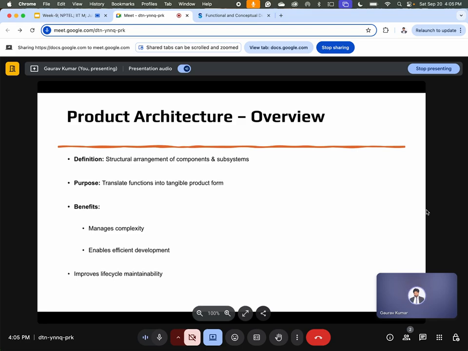The benefits of a well-designed product architecture extend across the product life cycle. It simplifies complexity by creating clarity in component interactions, enables efficient development through reuse and parallel engineering, and ensures better maintainability, thereby reducing cost and time across the product's lifespan. So it basically gives you the benefits that manage the complexity, enable efficient development, and improve life cycle maintainability.